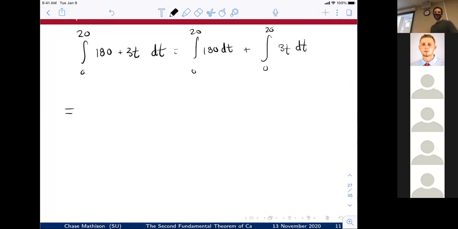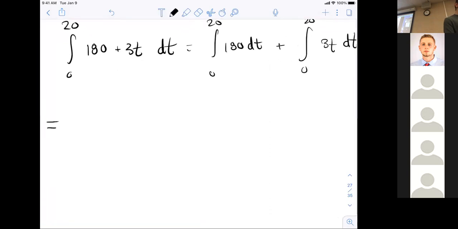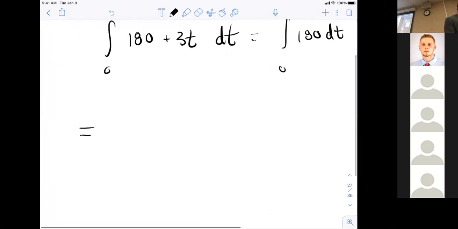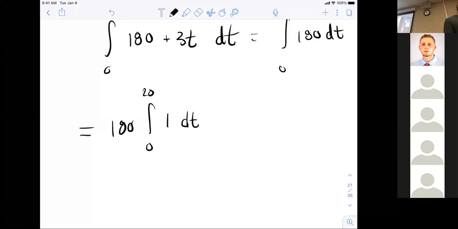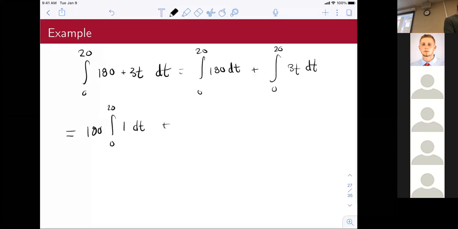Okay. What's the integral from 0 to 20 of 180? Or just what's an antiderivative of the number 180? Or we could think about it as I could pull 180 out in front. 180 is a constant. So the integral, 180 times the integral from 0 to 20 of just 1 dt, plus 3 times the integral from 0 to 20 of t dt.